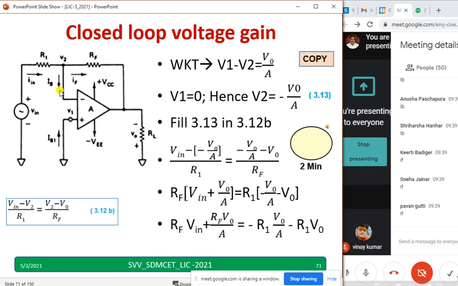Nothing I have done. Simply I have copied the V2 value here, another V2 value I have copied here, and I have multiplied this side by R1 RF, this side I will get RF and this side I will get R1, that's all, and I have rewritten, and I have multiplied inside RF Vin plus RF V0 by A. Similarly I have multiplied this inside minus R1 V0 by A minus R1 into V0. So you can take a maximum another 30 to 40 seconds and copy down these 4 lines.